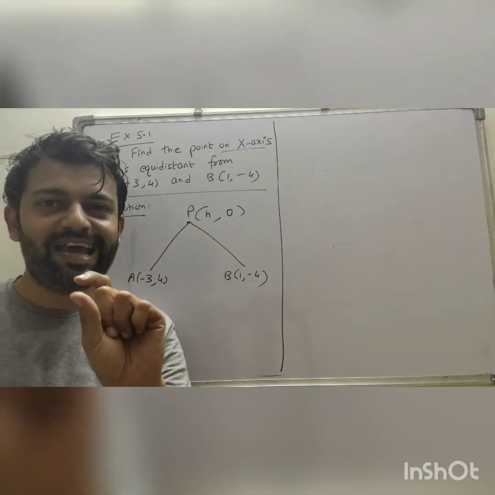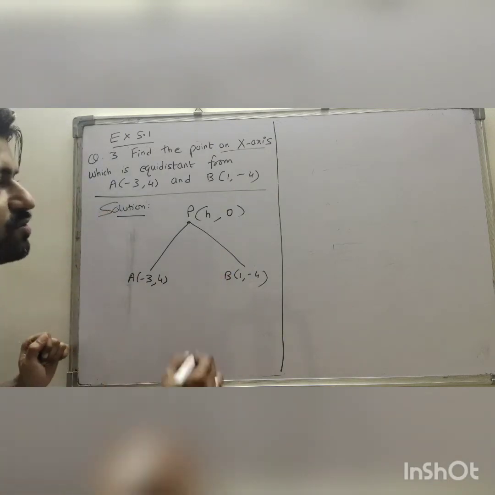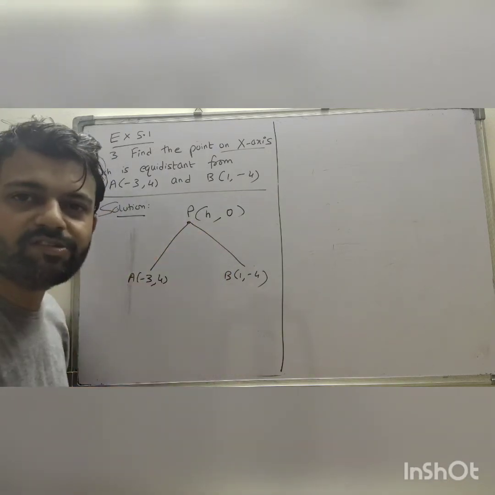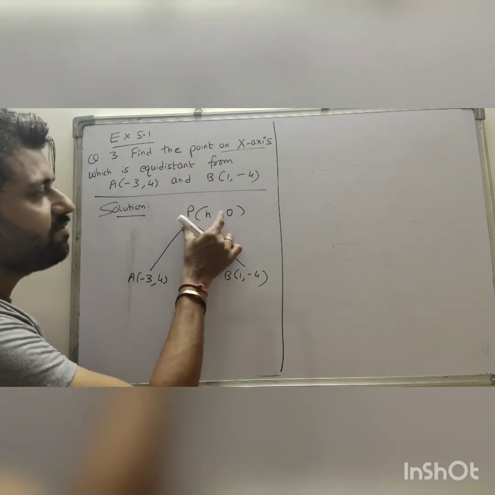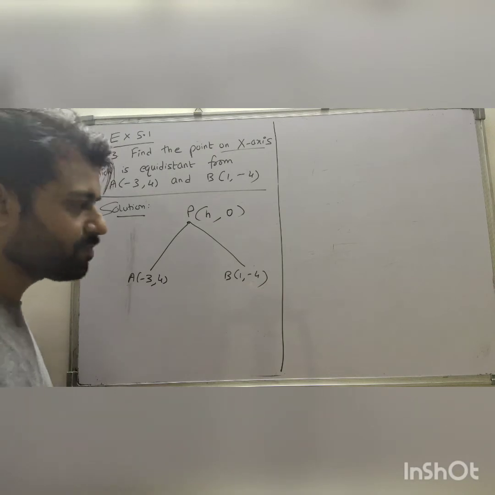वरना कॉम्बिनेशन होता है h, k, उसमें से k मालूम है 0 because it is on the x-axis. So in short, we just have to find the value of h. Once we find the value of h, we can find the point which is equidistant from the two given points A and B. Look at the diagram.